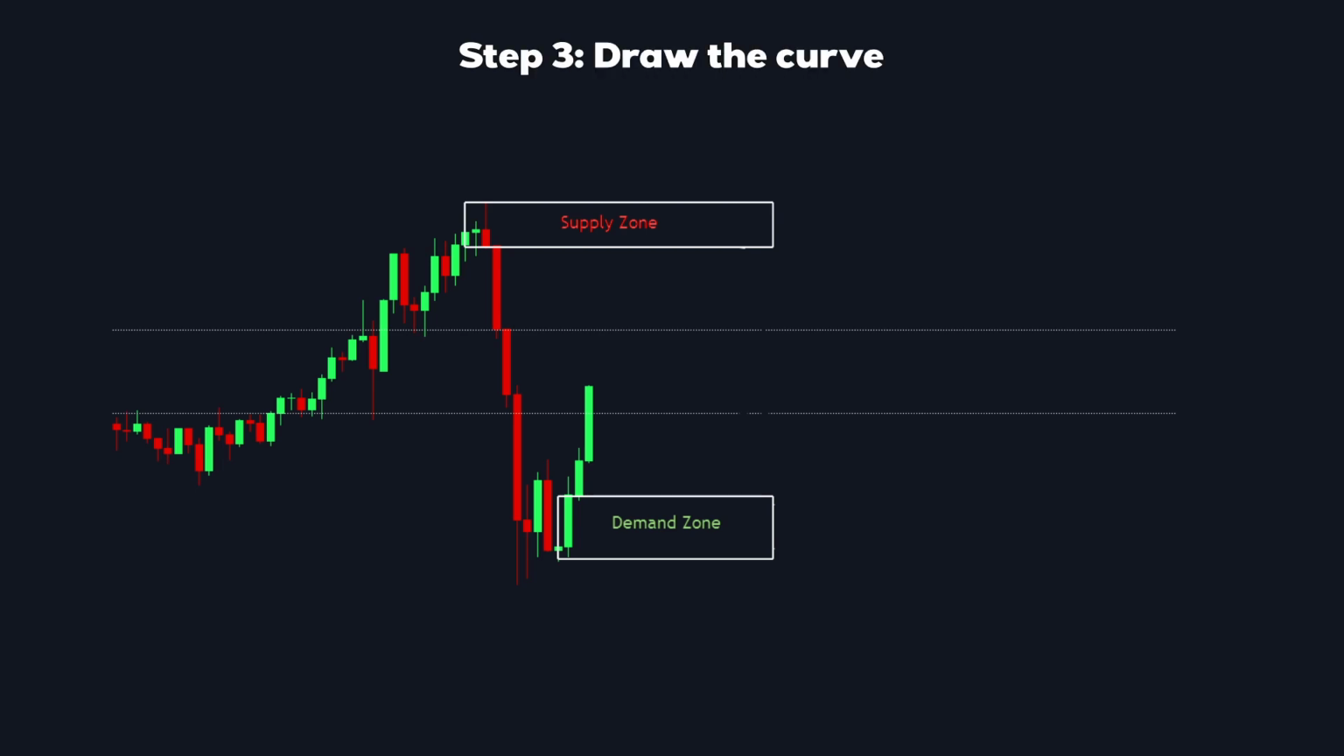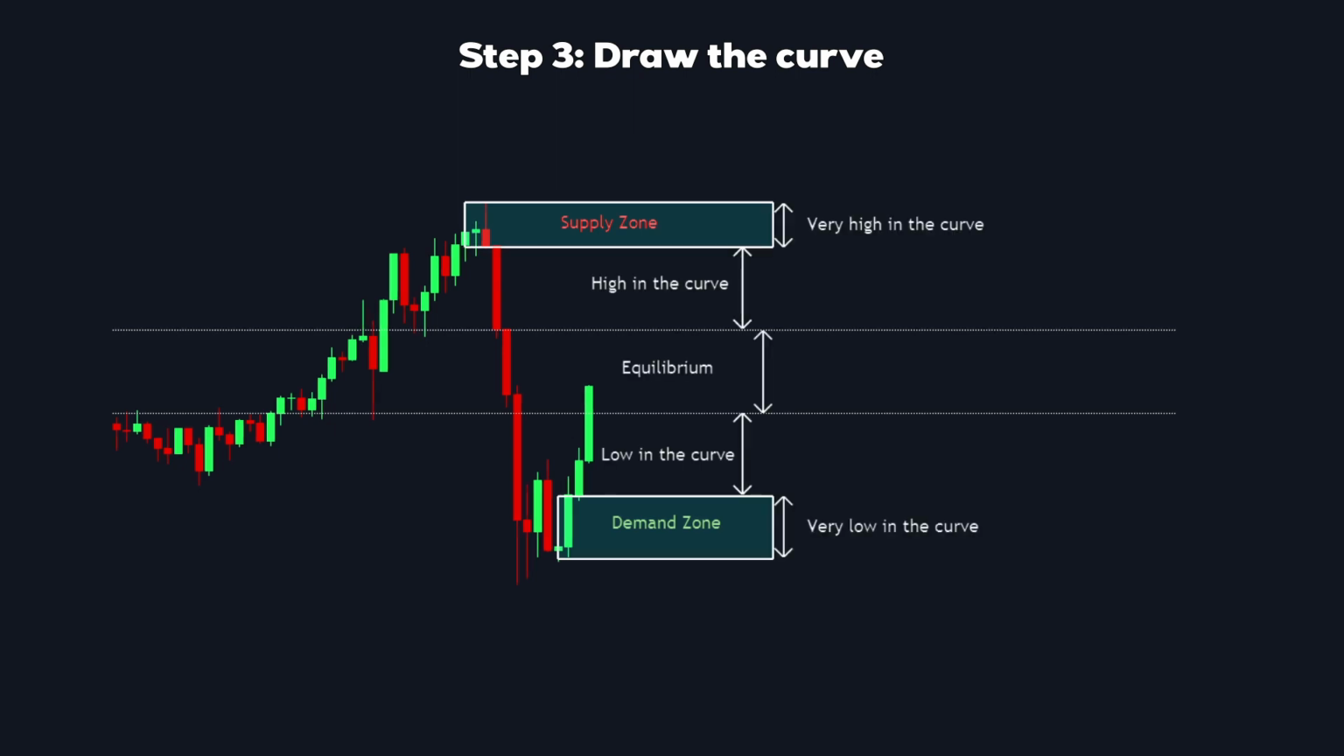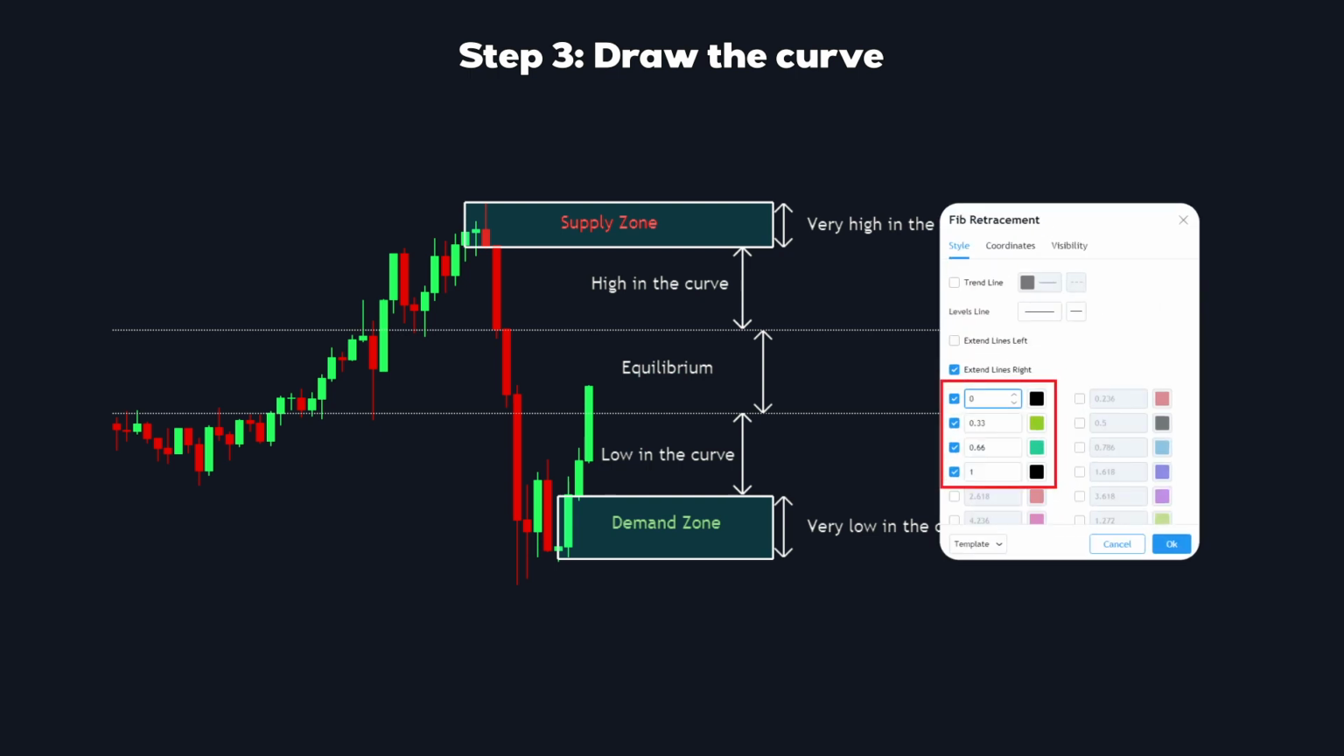Step 3. Draw the curve. The third step is to divide the area between the two proximal lines into 3 equal areas. You start by drawing the closest supply and demand zones, and you divide the distance between them by 3: high, low, and equilibrium. There are 2 options to divide the curve area. The first option is simply to count how many pips there are between the two proximal lines and divide them by 3. The second option is to use the Fibonacci retracement tool to identify the supply and demand curve without having to divide the area manually.